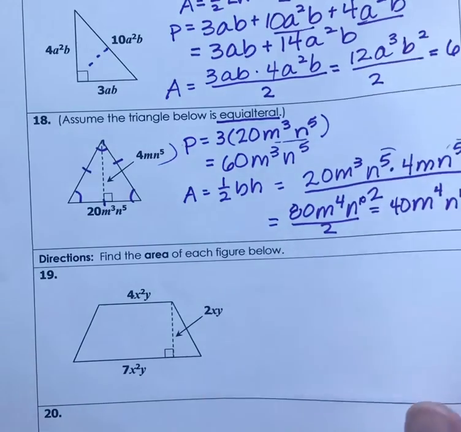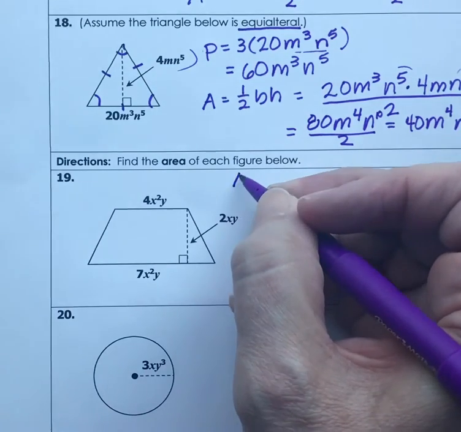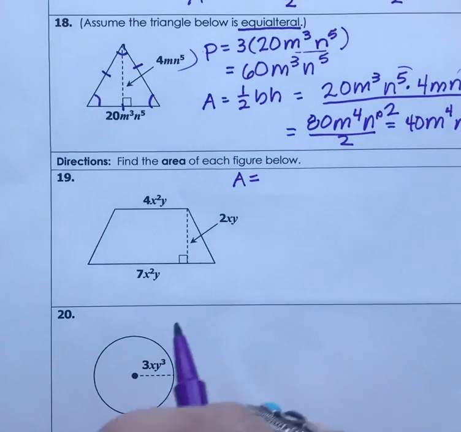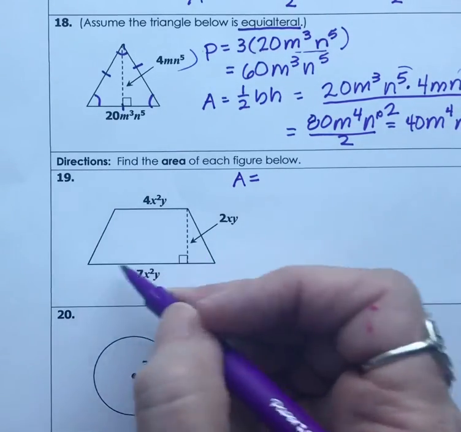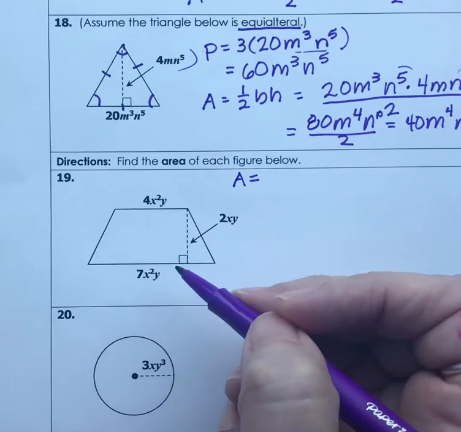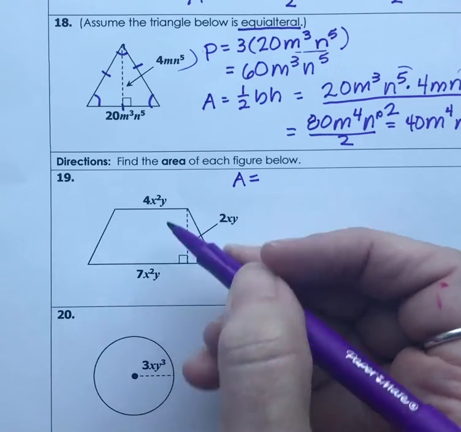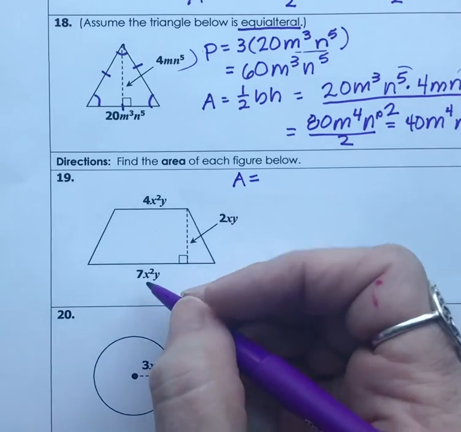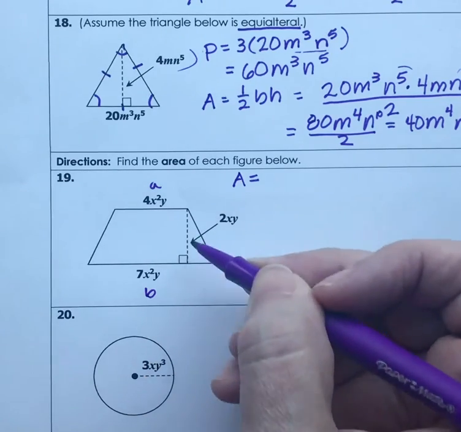This guy down here is called a trapezoid. And the area of a trapezoid is found by, we're going to add, these are called the legs or the bases. If I flip it over, then the 4x squared y will be the base and the 7x squared y will be the top base. But we call our bases a and b. So this could be a and this could be b. And this is the height of the guy.